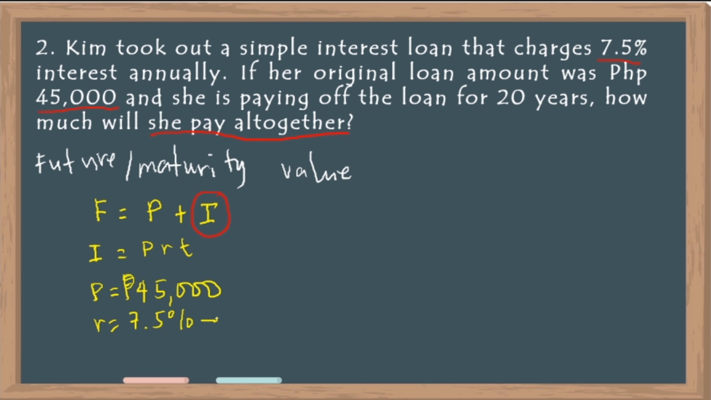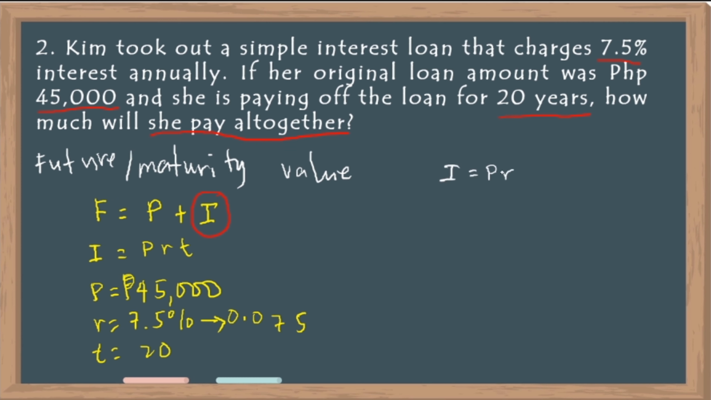Uulitin ko, we need to convert this to decimal. So, kung 7.5 yan, move tayo ng 2 decimal places to the left. 1, 2. So, nandito yung point. Dagdagan ng 0. Lagyan lang natin ng 0 sa unahan. Okay? So, mawawala yung decimal point dito. Now, yung time naman, 20 years. Okay, no need to convert kasi naka-years na siya. So, that is 20. So, bago natin isolve yung F, we need to solve first yung I, yung interest.